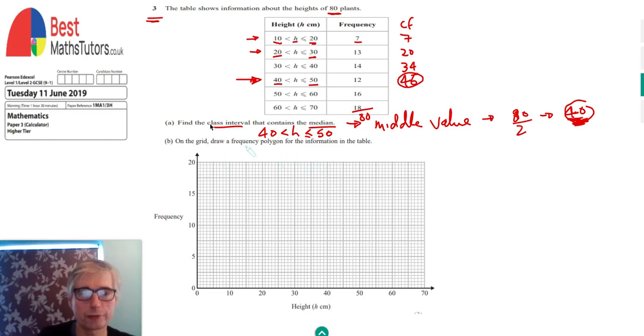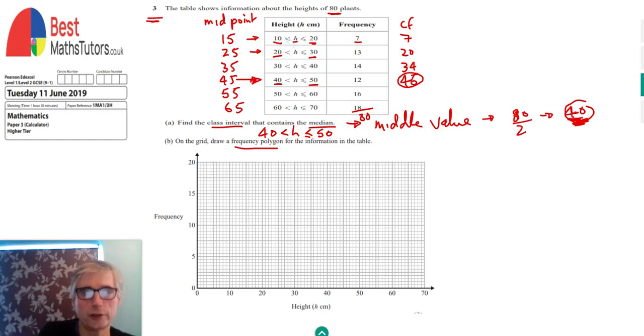Now we're going to draw the frequency polygon for the information in the table. What we need for this one is the midpoint of each group. So we could add another column to this table for the midpoint of the group. The midpoint for this first group, halfway between 10 and 20, is 15. Then, halfway between 20 and 30 is 25. Halfway between 30 and 40 is 35, etc. So we can fill in this midpoint column.